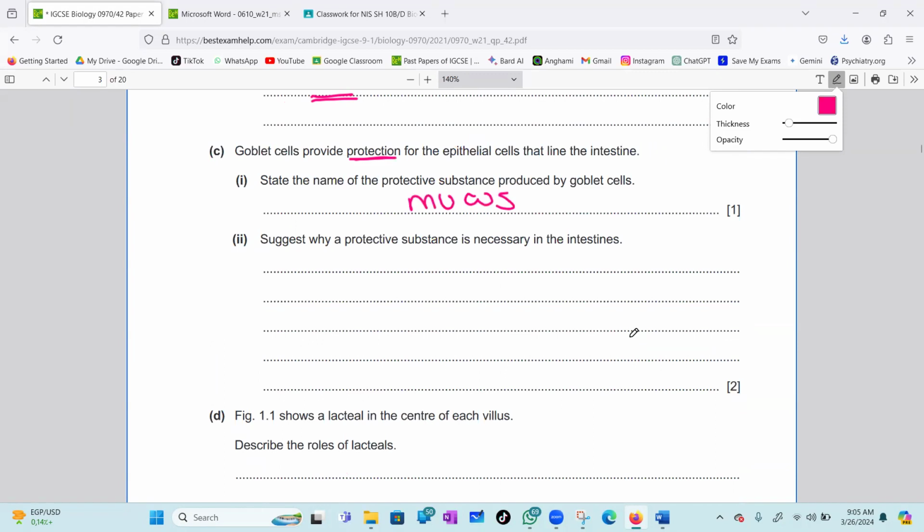Now, the other question starts with the word suggest. The moment you find a question starting with the word suggest, this means that it's out of syllabus. It's a new idea. It's a critical thinking question. Suggest why a protective substance is needed in the intestine. 2 marks. Give me 2 reasons.